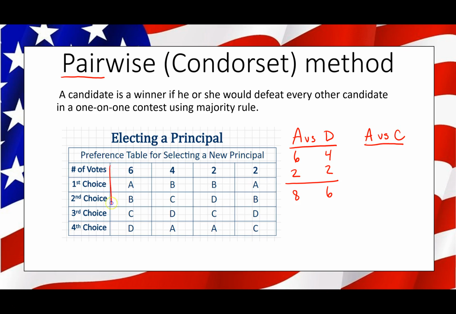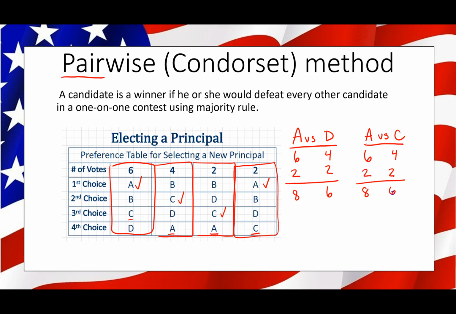In this column, A is preferred over C, so we give A 6 points. In this column, it looks like C is preferred over A, so we give C 4 points. Here, again, we have C preferred over A, so we give C 2 points. And the tiebreaker here looks like A is preferred over C, so we give A 2 points. So we're left with 8 and 6, and again, A gets to move on.